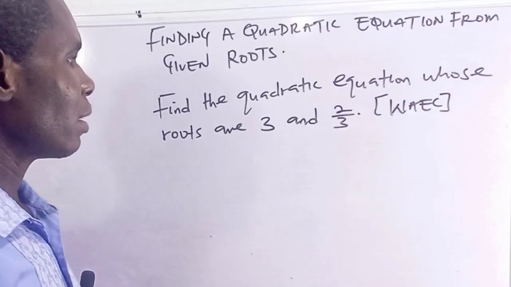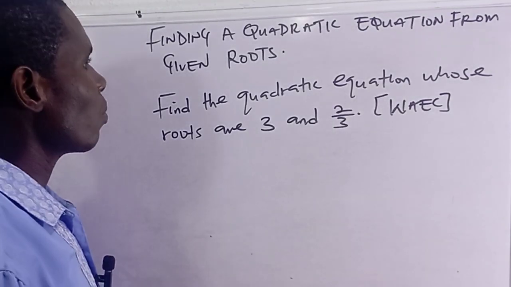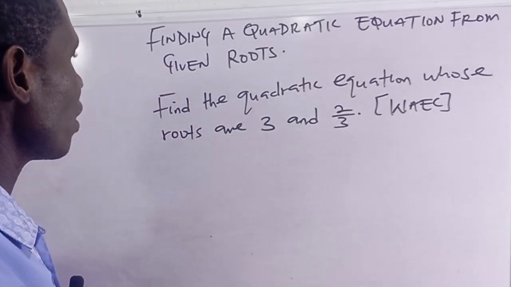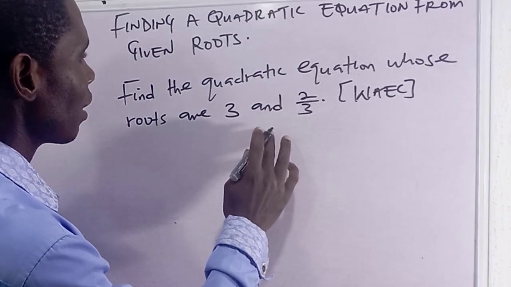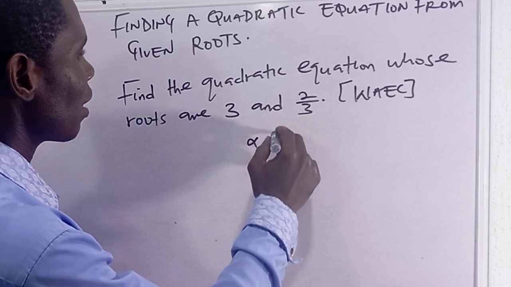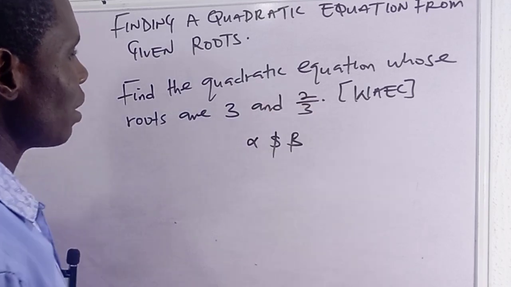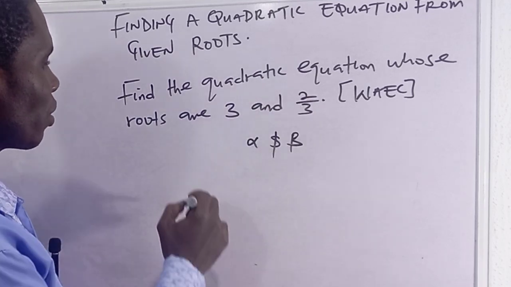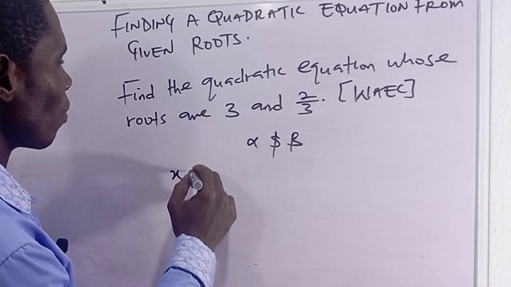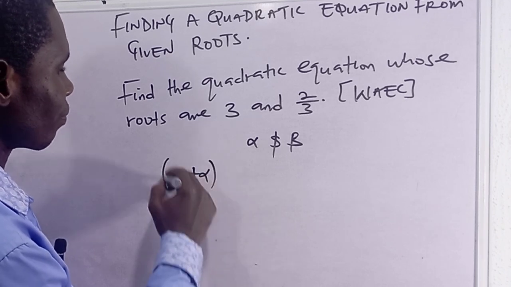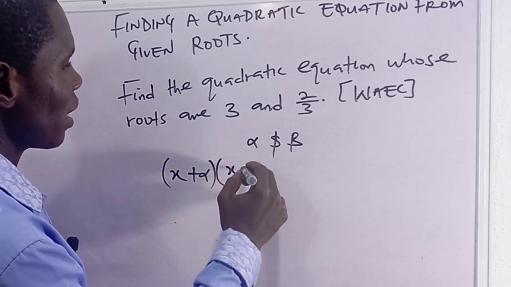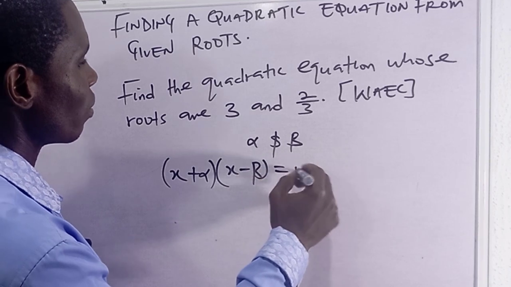Ray. Today we'll be finding the quadratic equation from the given root. Okay, let alpha and beta be the roots of a quadratic equation, and we have it in this form: (x plus alpha)(x minus beta) is equal to 0.